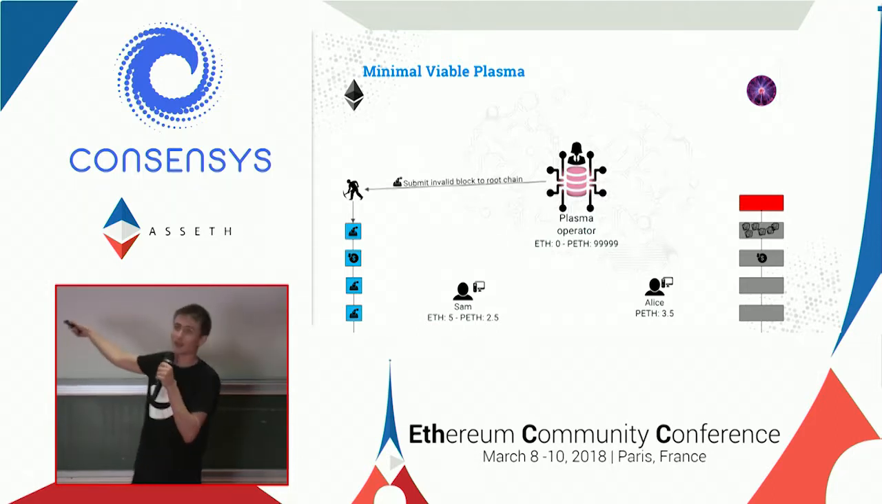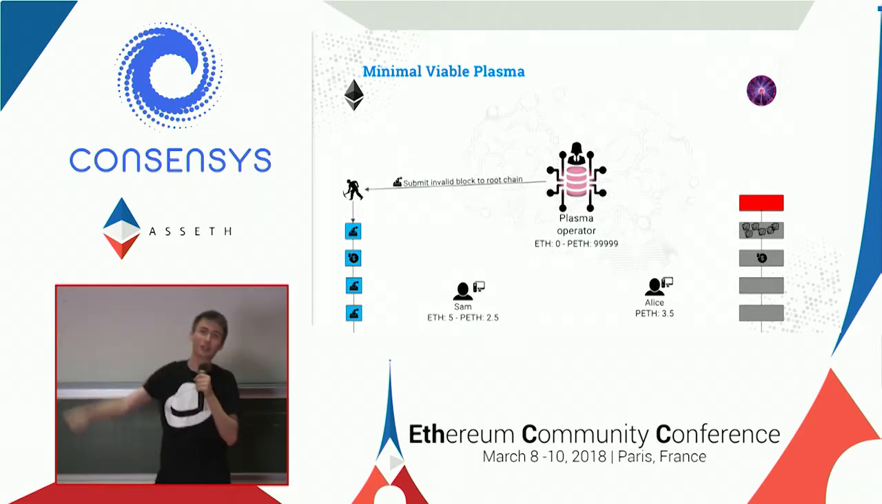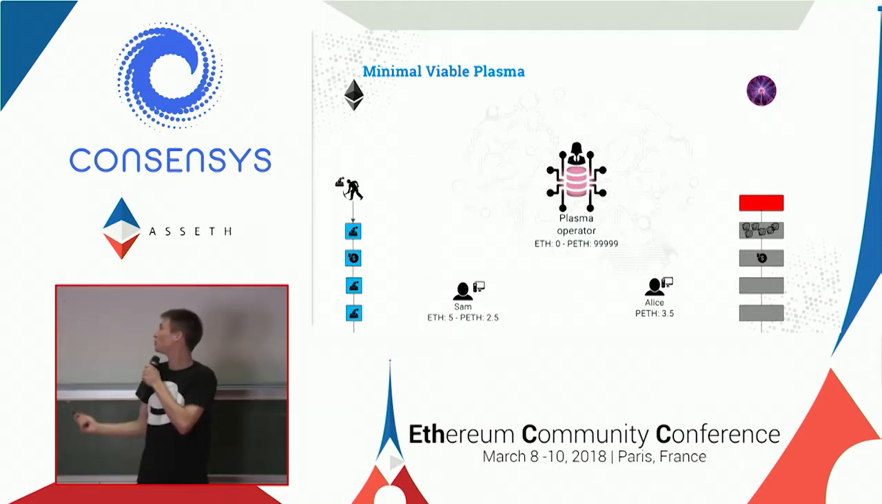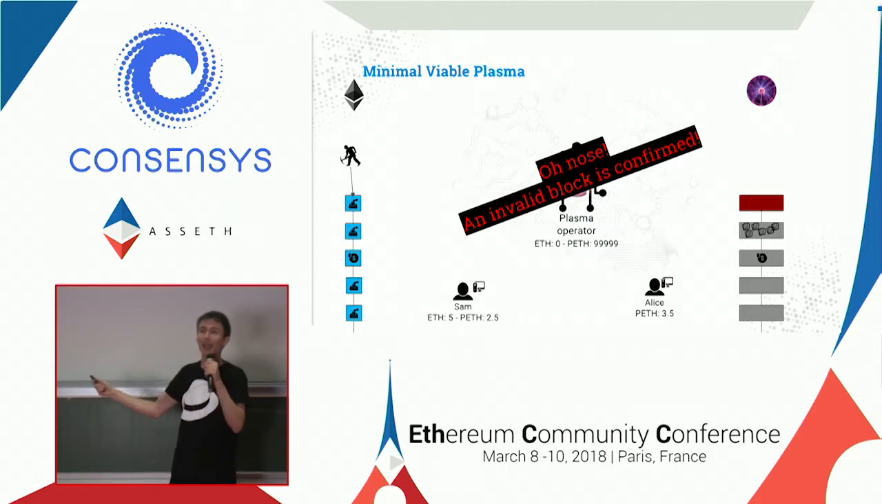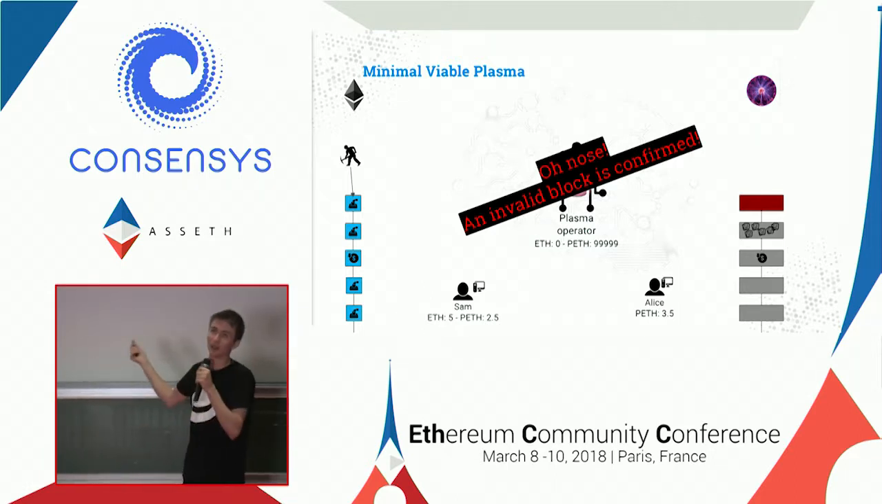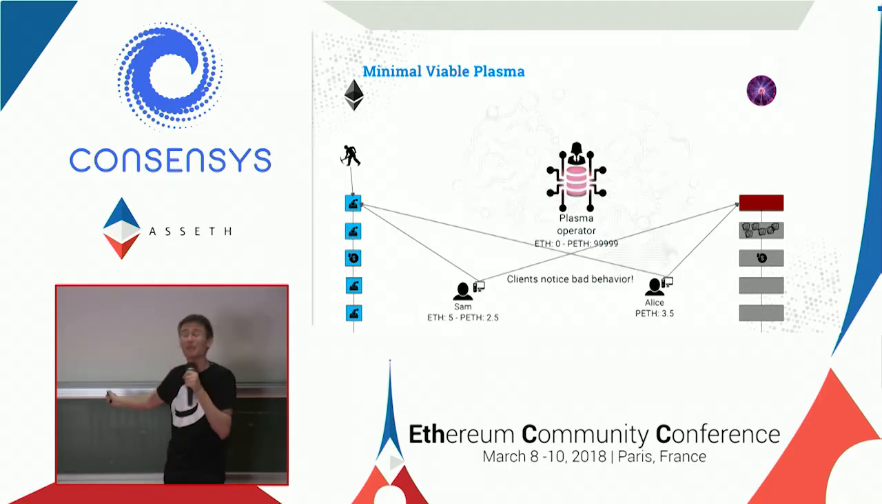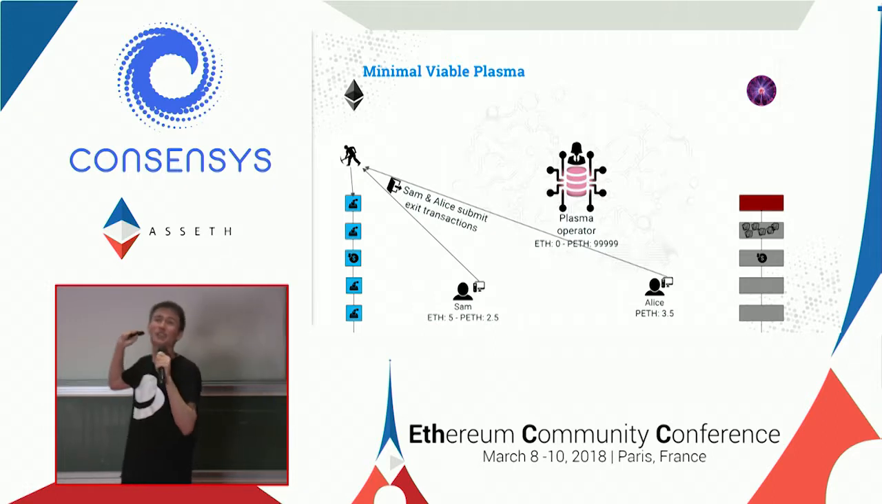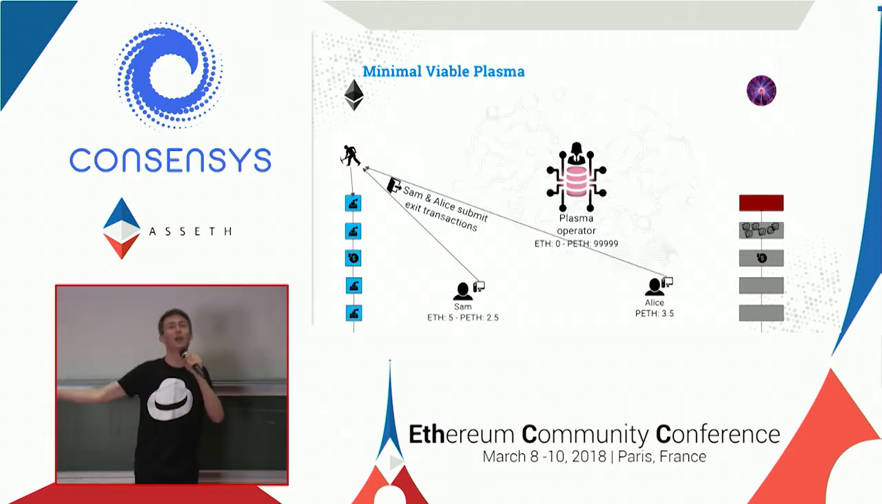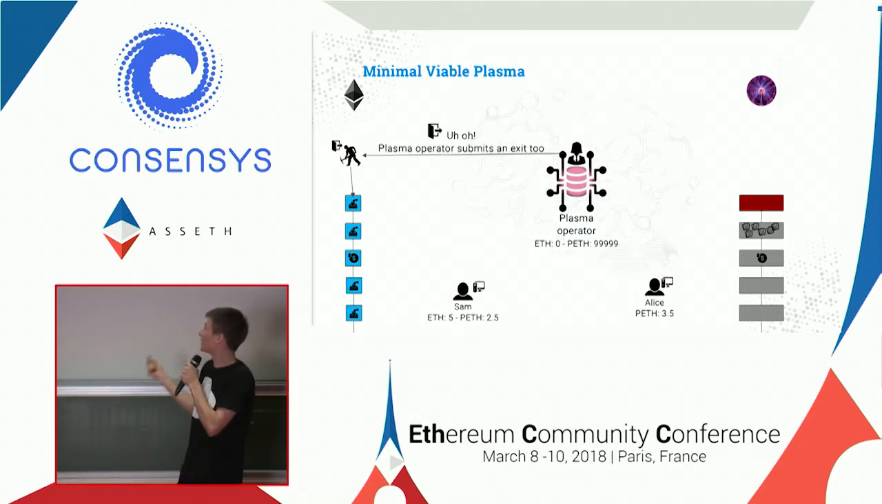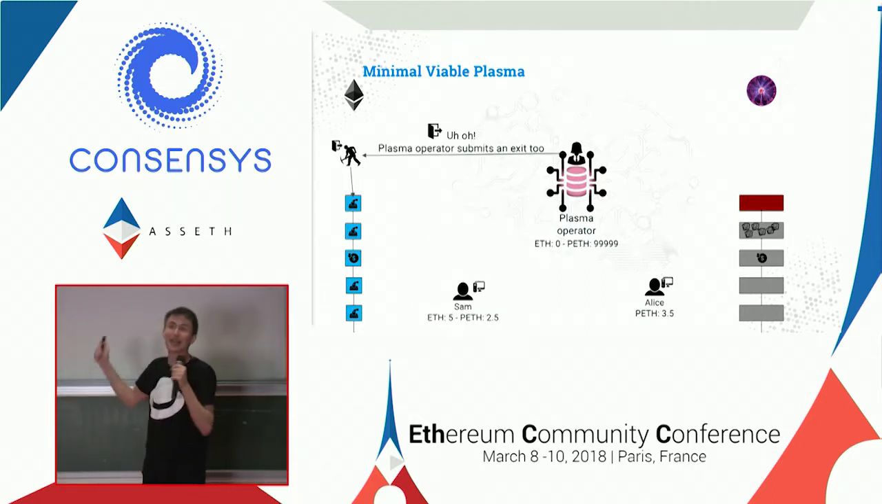So the Plasma operator is going to send a transaction to the root chain. The root chain is going to then mine it, and we're in trouble. The root chain now thinks that the Plasma operator has this amount of ETH. So the clients notice this bad behavior, and they say, OK, I'm not going to be in this chain anymore. I'm going to exit before my money gets stolen. So the exit comes in, and the Plasma operator submits an exit as well.